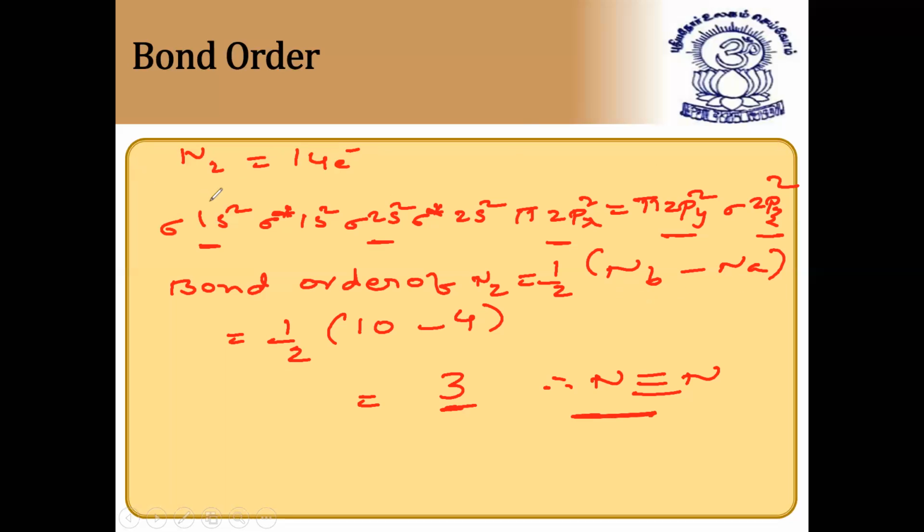So bonding means without star: sigma 1s2, sigma 2s2, pi 2px2, pi 2py2, sigma 2pz2. Nitrogen will follow this order. So bond order is equal to half into Nb minus Na. Anti-bonding: sigma star 1s2, sigma star 2s2. There are no other stars. So half into 10 minus 4 is equal to 3. That is N triple bond N. I hope it is clear now.